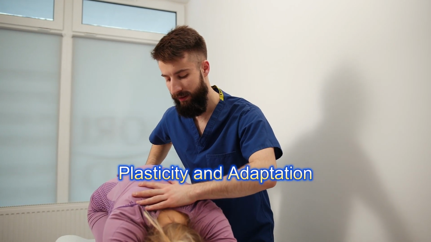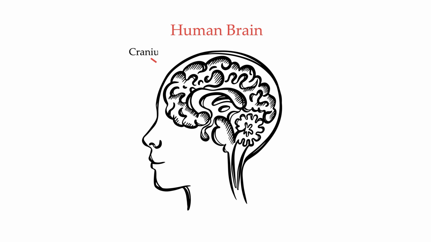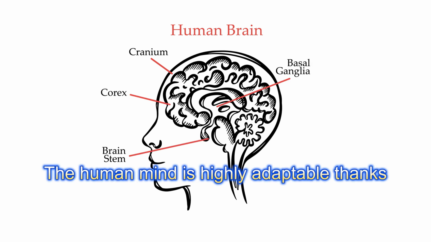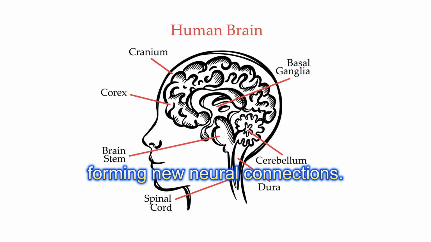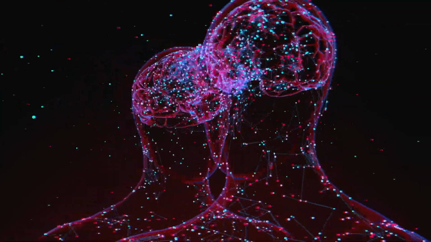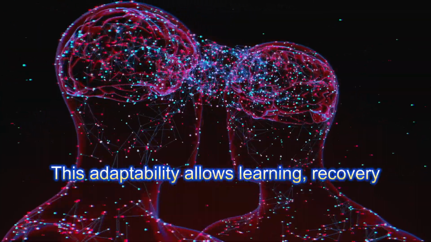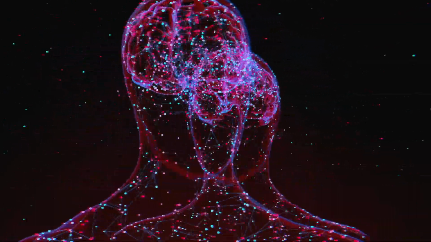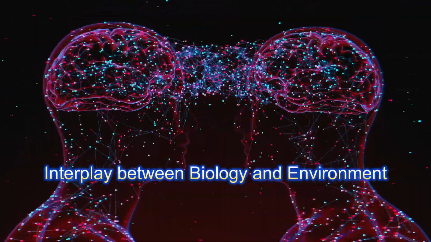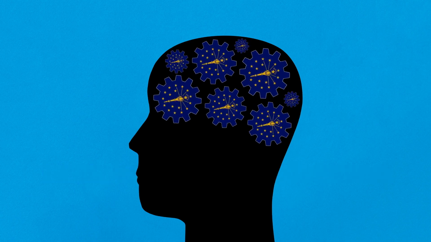7. Plasticity and adaptation. The human mind is highly adaptable thanks to neuroplasticity, the brain's ability to reorganize itself by forming new neural connections. This adaptability allows learning, recovery from injury, and changes in behavior. 8. Interplay between biology and environment.